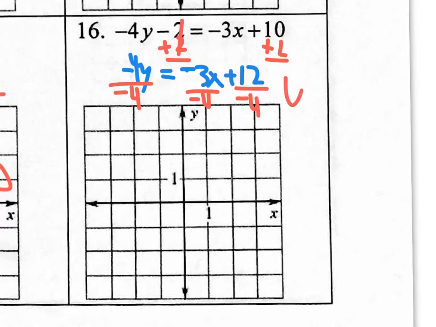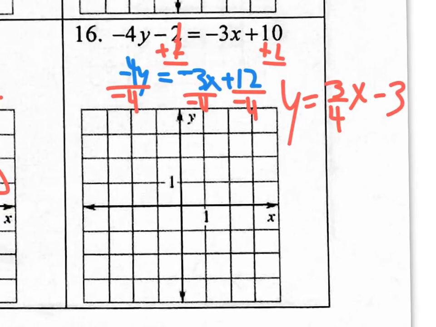So I really have y equals +3/4 x, because a negative divided by a negative is a positive, minus 3 at the very end. So where does that cross the y-axis? -3, right here. And what do I do from that point? Up 3, 1, 2, 3, to the right 1, 2, 3, 4, all the way to the edge right there. And then you just connect your dots, and you're done.